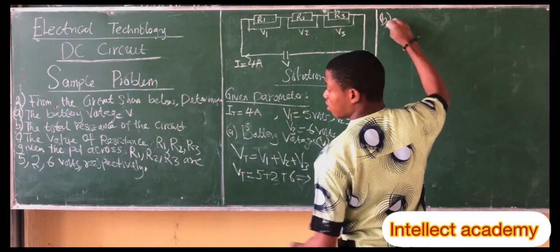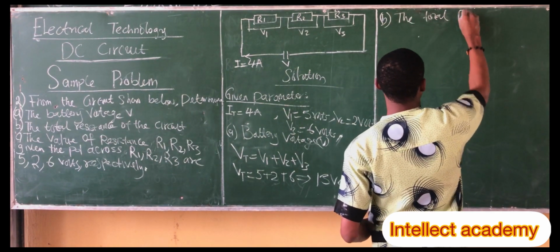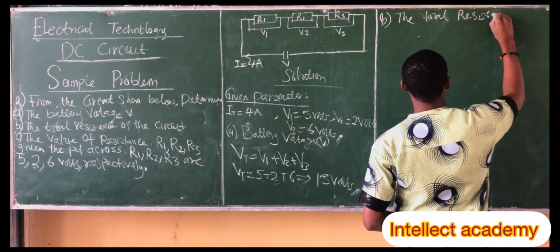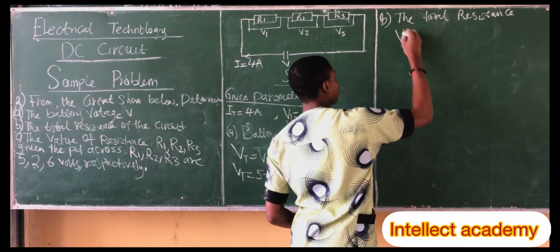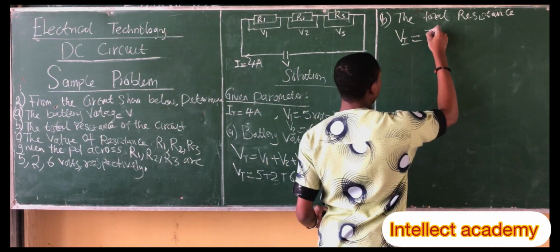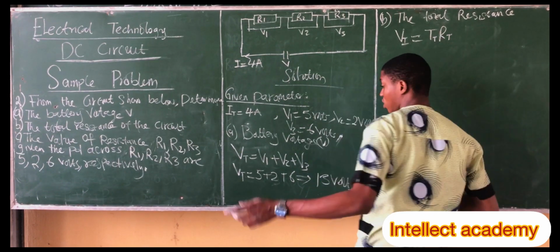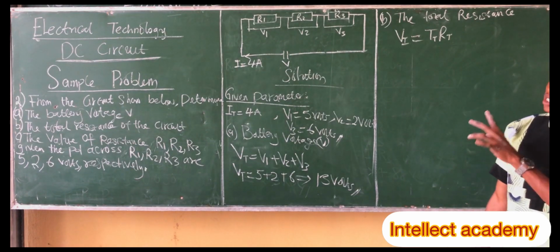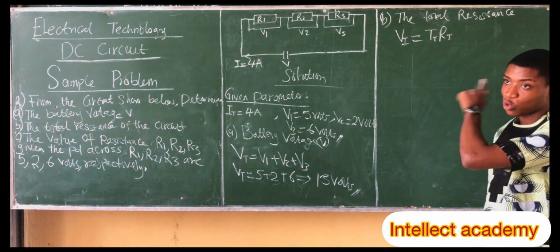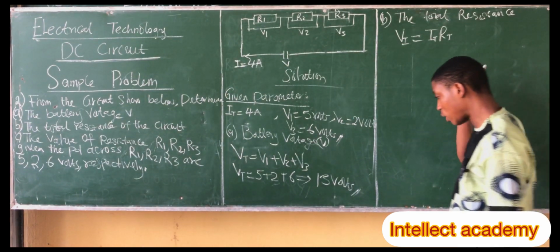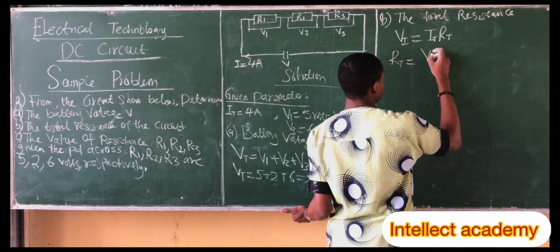Now, in the next part of the question, they say you calculate the total resistance. The total resistance can be gotten from Ohm's law. Ohm's law says that the total voltage is equal to the total current multiplied by the total resistance. Now the total is not attached to this formula, but for this case, we are dealing with the total voltage, the total current, and the total resistance. So now we have to make R total the subject of the formula. So we have R total is equal to V over I.